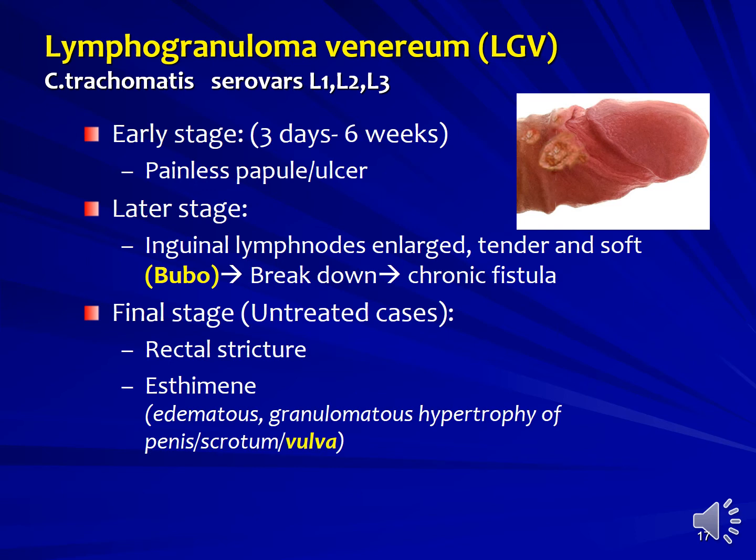Venereum, this is produced by the Chlamydia trachomatis serovars L1, L2, L3, and of course L4 also. Again, this is a sexually transmitted disease. In the early stages, that means 3 days to 6 weeks after infection, the lesion appears as a painless papule or ulcer. In later stages, because of the involvement of inguinal lymph nodes, the lymph nodes get enlarged, tender and soft, which are known as buboes, and buboes will break down and form the chronic fistula.